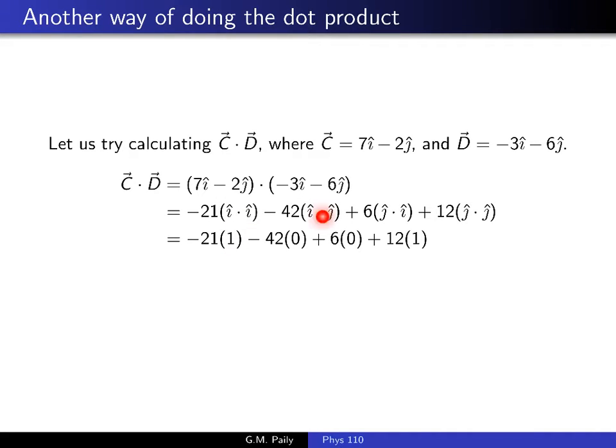However, i·i is 1, i·j is 0, j·i is 0, and j·j is 1. This simplifies to negative 21 plus 12, which is minus 9. Notice that the only products we really needed to pay attention to were the products of i with i, 7 times minus 3 gives us minus 21, and j with j, minus 2 times minus 6 gives us positive 12. And then we add those products. Negative 21 plus 12 is negative 9.